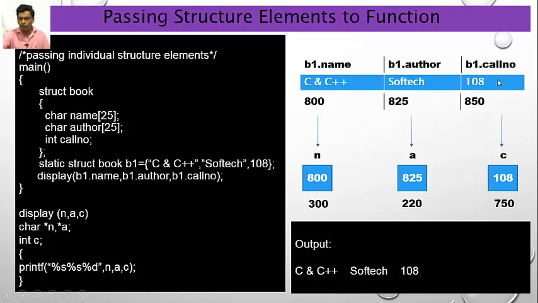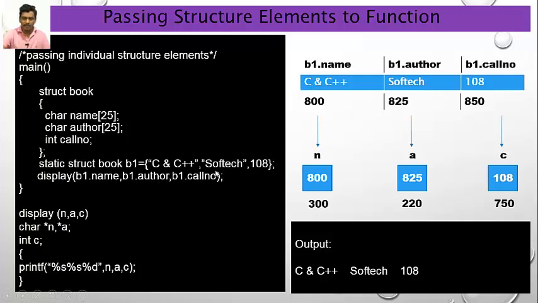So totally 52 bytes. For example, we assume the starting address of that b1 structure variable is 800. So it starts with 800. The first location is 25 bytes. 800 plus 25, so 800 to 824 is the first location. That is, b1.name location consists of 800 to 824. Then the second one starts with 825 to 849. Then 850 to 851. So this is the address. It is allocated continuously.